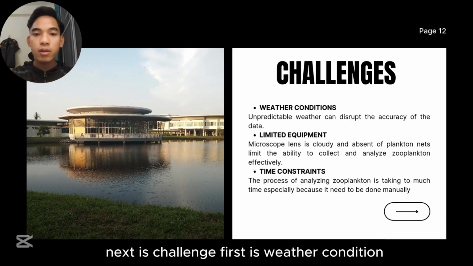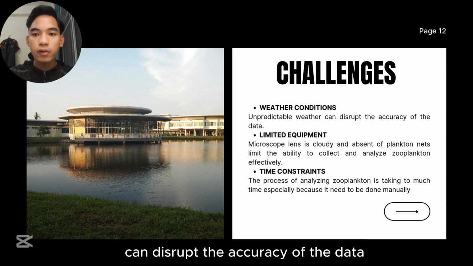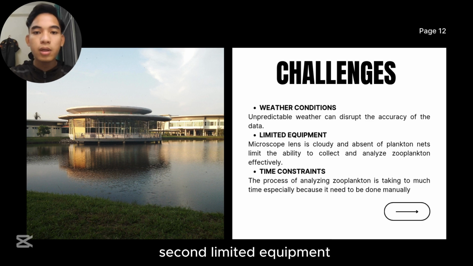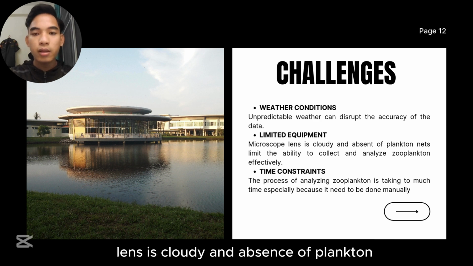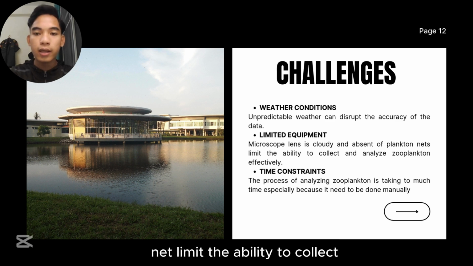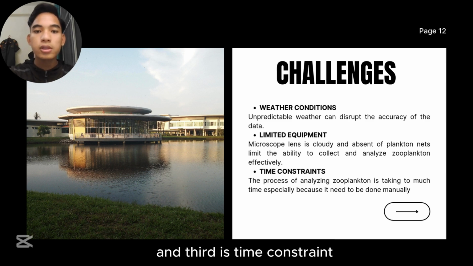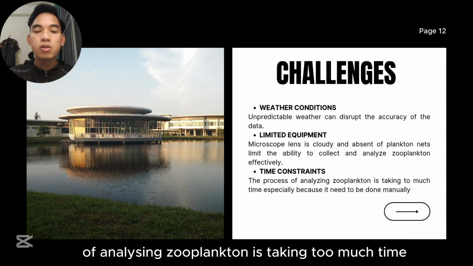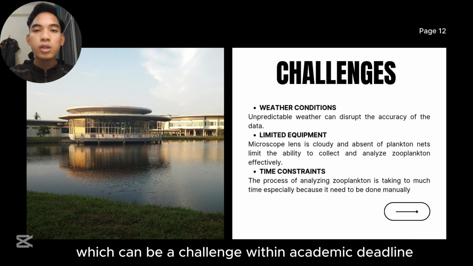Next is challenges. First is weather condition. Unpredictable weather, such as heavy rain or strong wind, can disrupt the accuracy of the data. Second, limited equipment. Outdated sampling tools such as a cloudy microscope lens and the absence of a plankton net limit the ability to collect and analyze zooplankton effectively. And third is time constraint. The process of analyzing zooplankton takes too much time, especially because it needs to be done manually, which can be a challenge within the academic deadline.